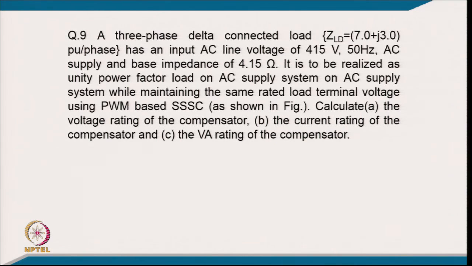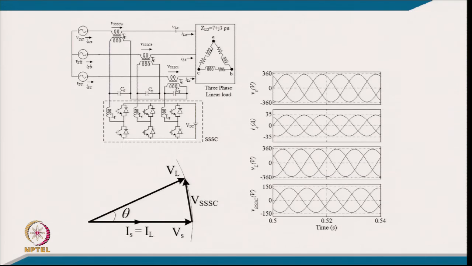So, coming to the 9th example: a 3-phase delta connected load of ZLD equal to 7.0 plus j3.0 per unit per phase has an input line voltage of 415 volt, 50 hertz AC supply and a base impedance of 4.15 ohm. It is to be realized as a unity power factor load on the AC supply system while maintaining the same rated terminal voltage using a series compensator. Calculate the voltage rating of the compensator, current rating of the compensator, and VA rating of the compensator.